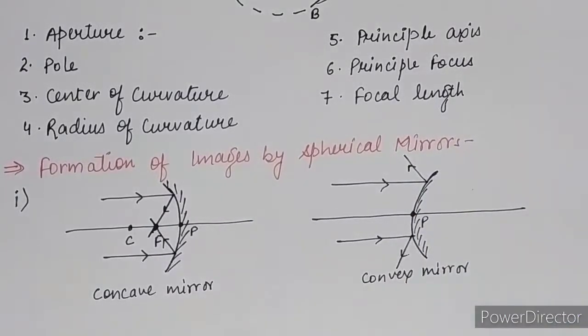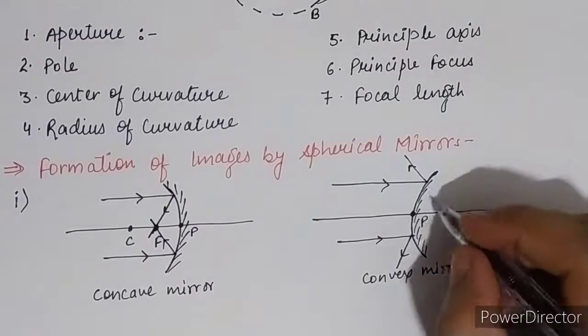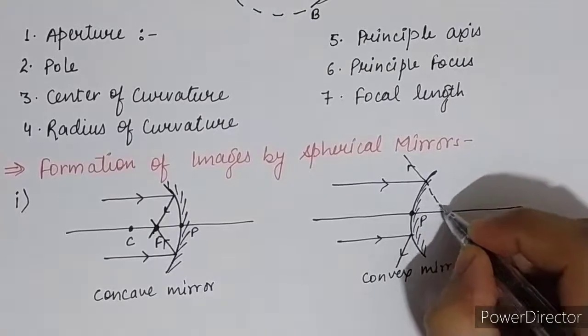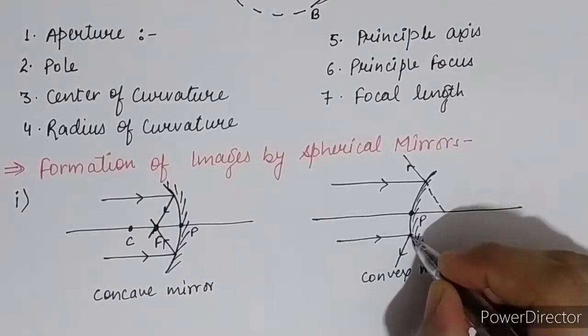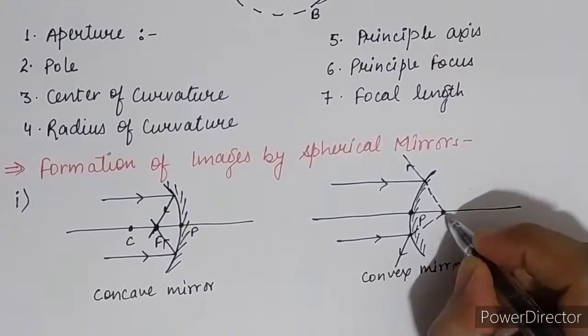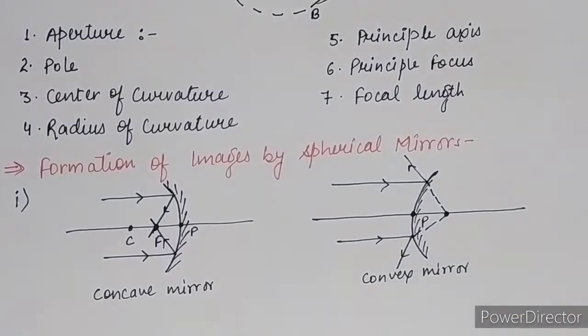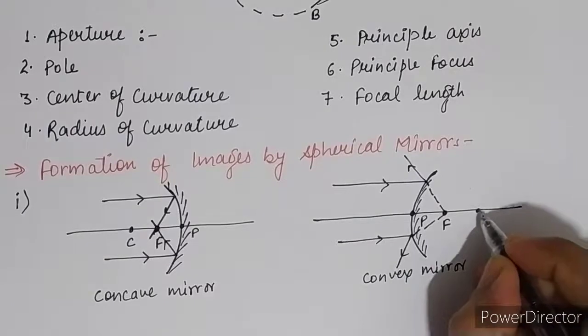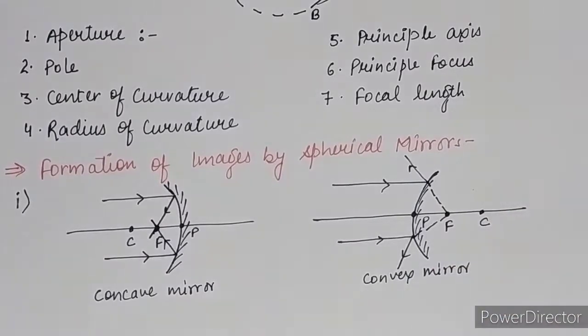Afterwards, we have to extend the reflected light in the backward direction, and they meet at a point on the principal axis. That point is your focus point, this is the focus point. Clear? So this is about the convex mirror, and the earlier one was about the concave mirror.